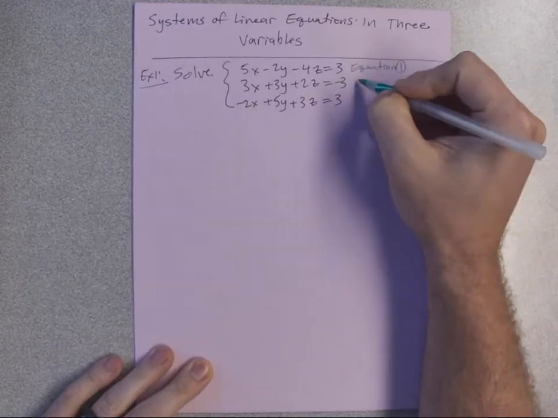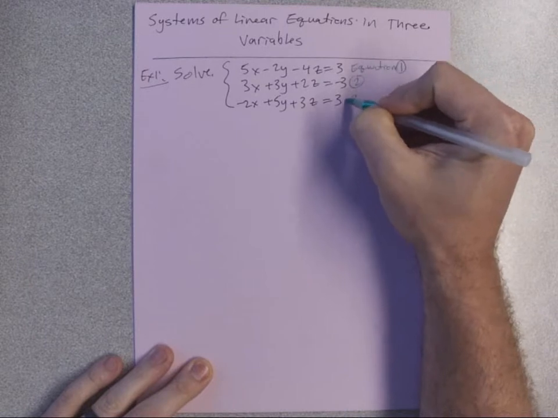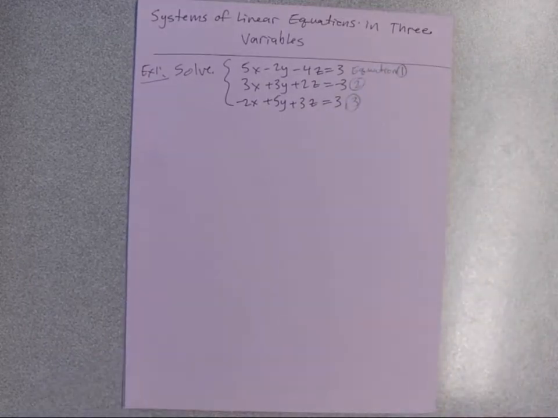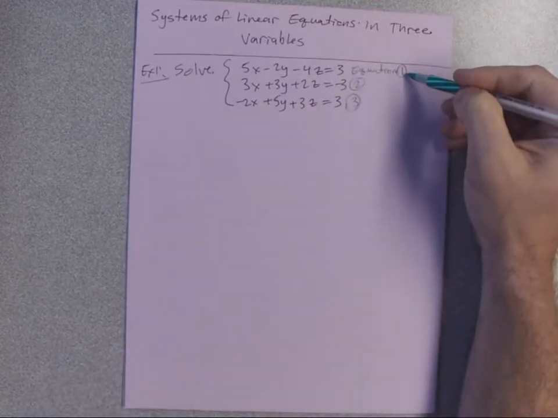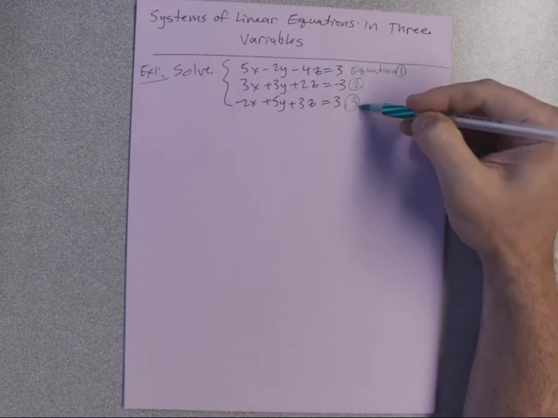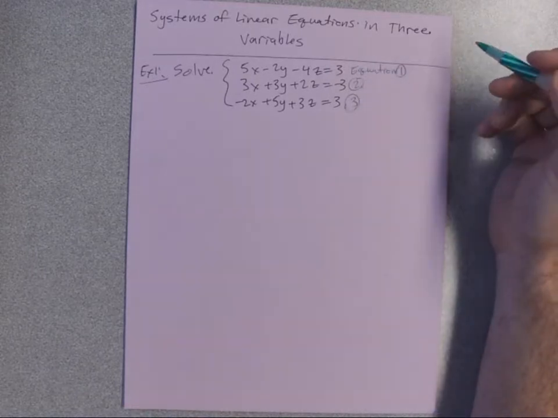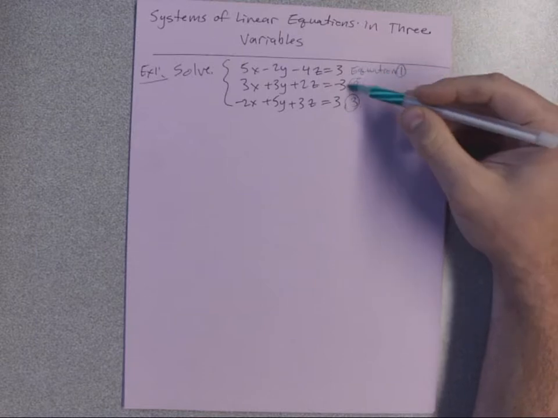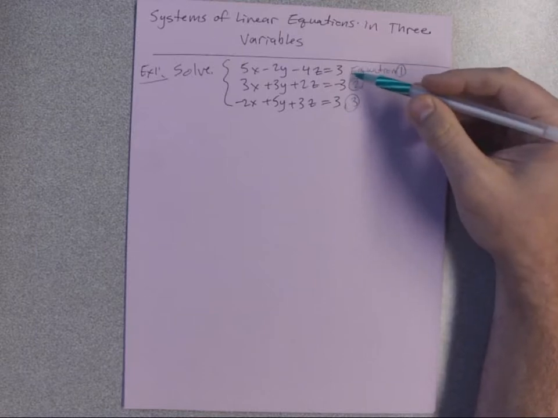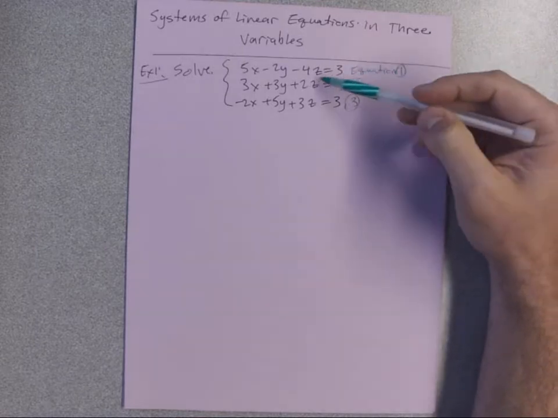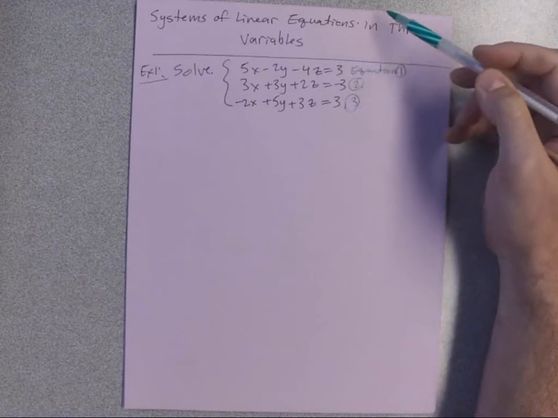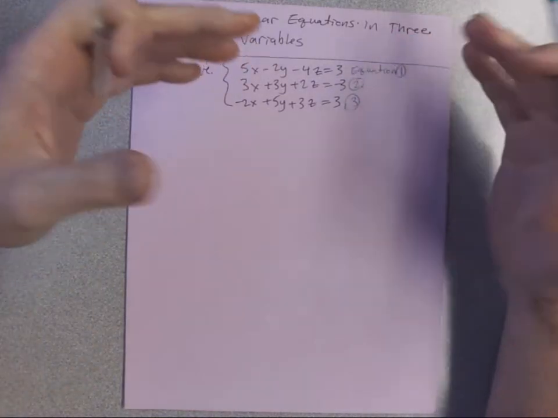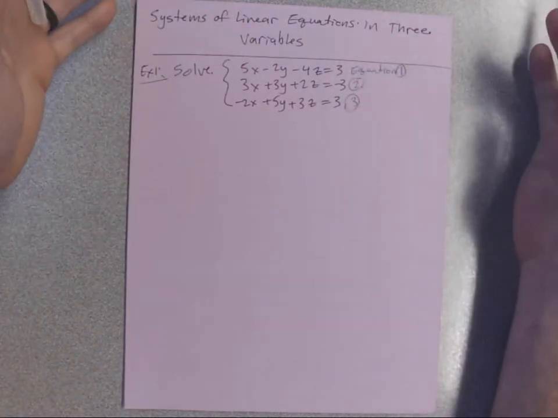and I'm just going to say 2, and this is equation 3. So the circle with the 1, that means that's equation 1. This is equation 2, and this is equation 3. So you want to start off by just taking equation 1 and 2, and you want to do the addition method on there and eliminate one of the variables. And then that's going to produce a new equation for us.